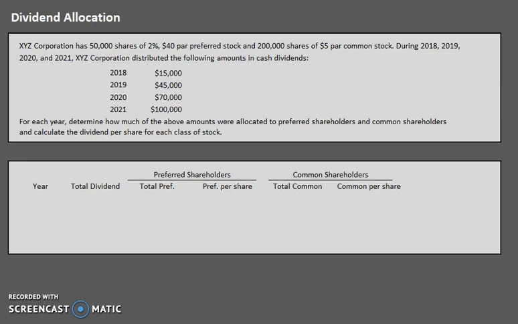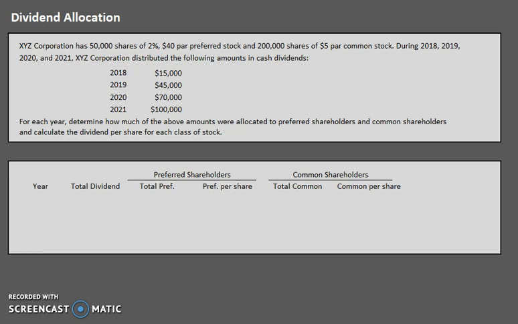We have XYZ Corporation that has 50,000 shares of 2% $40 par preferred stock and 200,000 shares of $5 par common stock. So you'll notice that we have two classes of stock here to start off with. Now during 2018, 2019, 2020, and 2021, XYZ Corporation distributed the following amounts in cash dividends. So we'll go ahead and take a look at those numbers later.